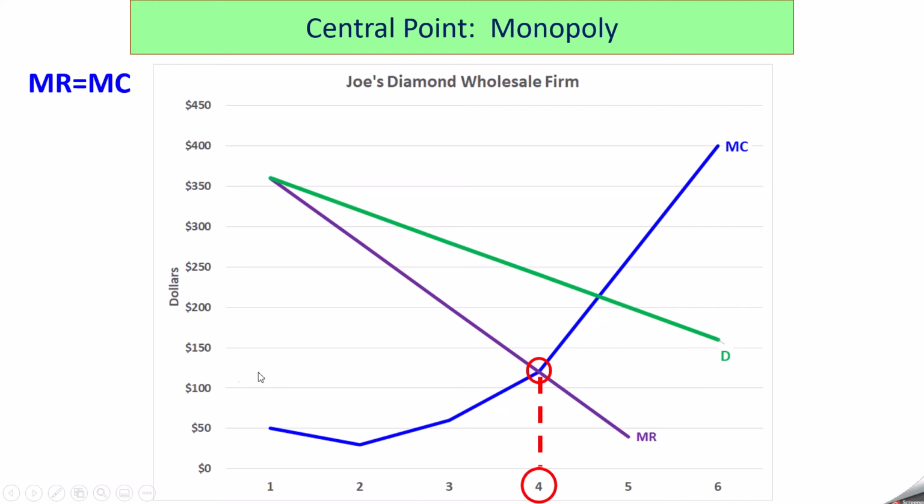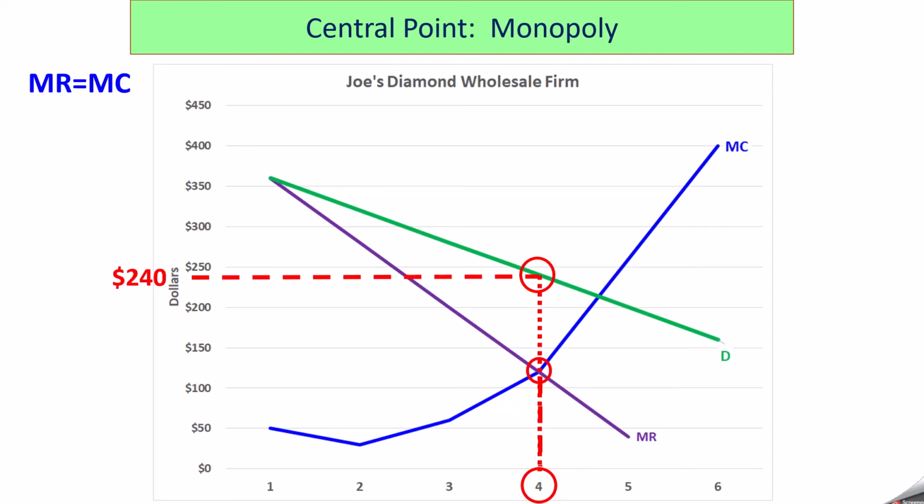They could charge a price right here at $120, and I see that mistake a lot on tests. But they could charge higher if they want to. In fact, they could go all the way up to the demand curve, and that's what they would do. They would charge $240. Would they like to charge something even higher? Sure, but they can't because there's no demand for that good up here. This is the highest point that the market will bear, a price of $240. Remember, our monopolists are brutal. They're going to charge the highest price that people are willing to pay. In this case, it's $240.